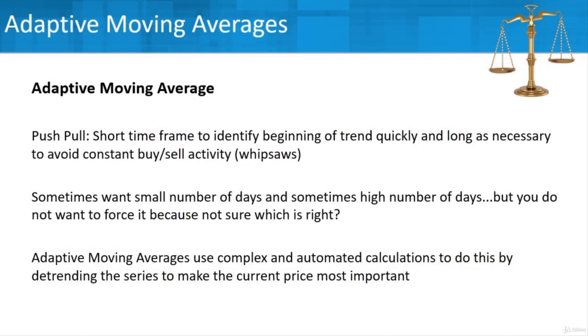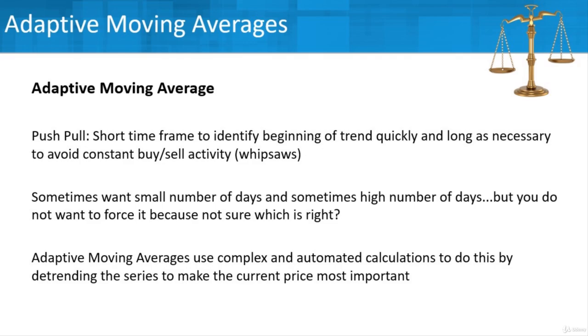Another one is an adaptive moving average, which is kind of a push and pull aspect, where it's looking at a short time frame to identify the beginning of trends quickly, and as long as necessary, you want to construct it to avoid constant buy and sell activity, or whipsaws. That's where these adaptive moving averages came in, because with any of the other ones we talk about, you can still have those frequent trading whipsaws. So sometimes you might want to adapt it to a smaller number of days, and then sometimes to a higher number of days, but you can play around with it. But you don't want to force it because you're not sure which is the right number of days.